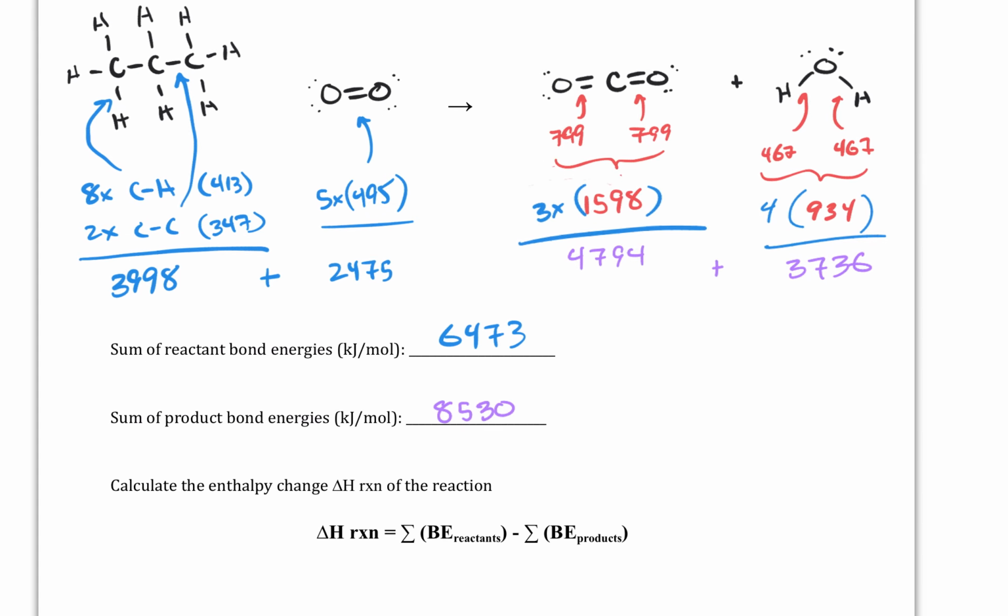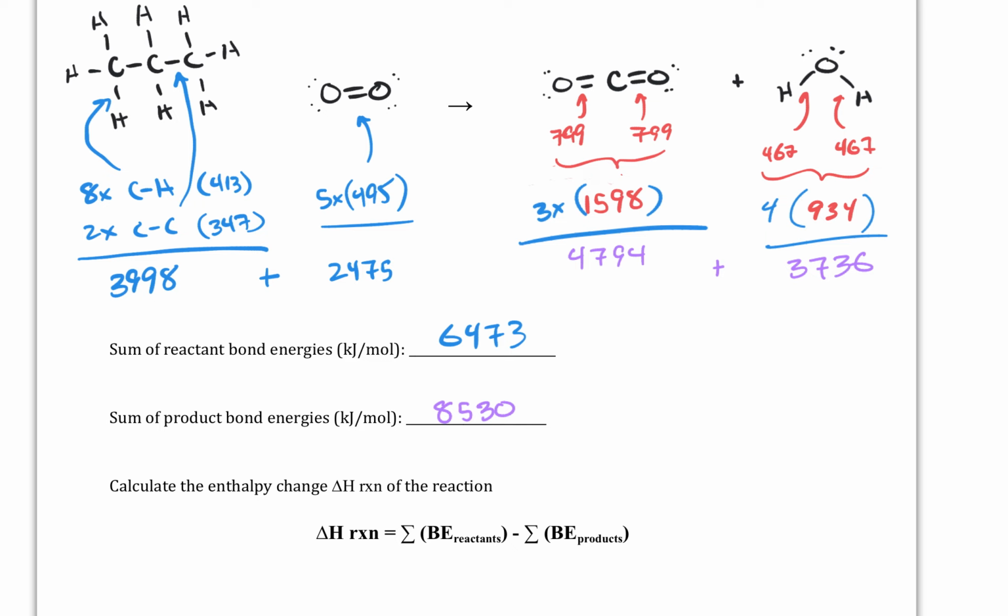Now, if we zoom in on these structures, we see that a propane molecule has 8 carbon to hydrogen single bonds. Each of those single bonds has a bond energy of 413 kilojoules per mole. And there are 2 carbon to carbon single bonds in there, each with a bond energy of 347 kilojoules per mole. So the amount of energy it takes to break all the bonds in the propane molecule is 3,998.